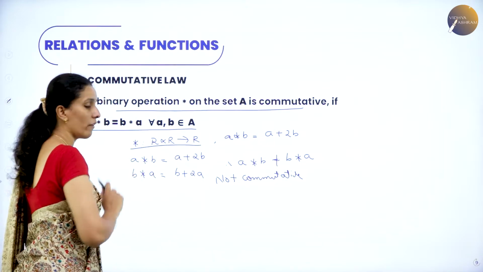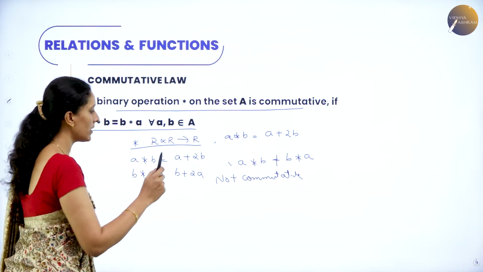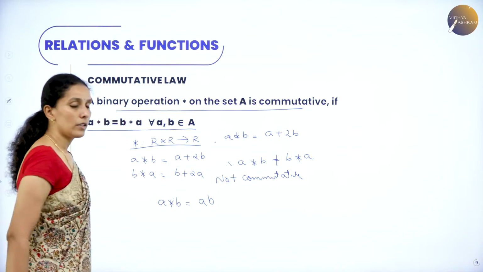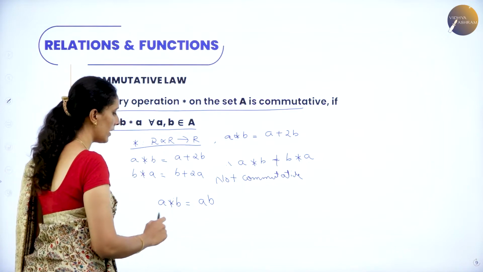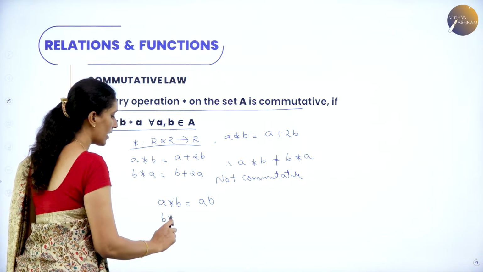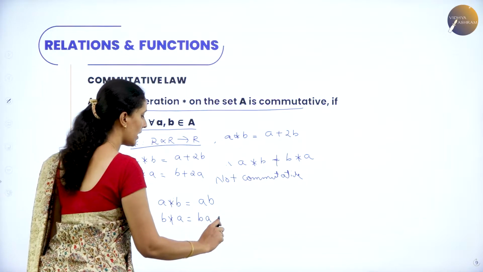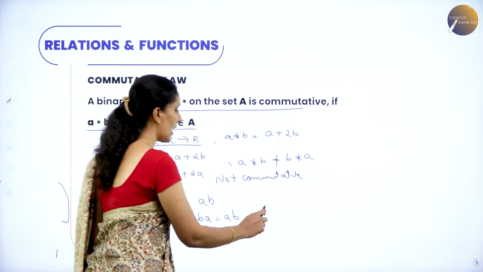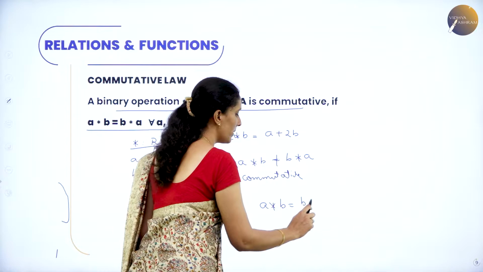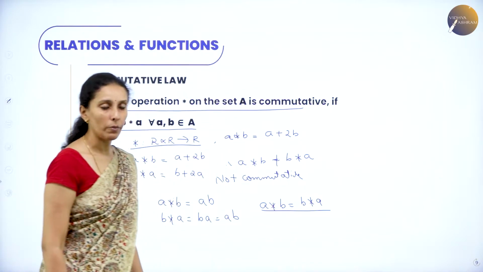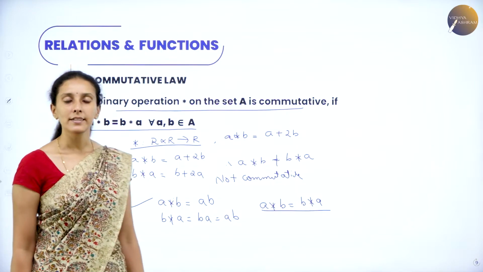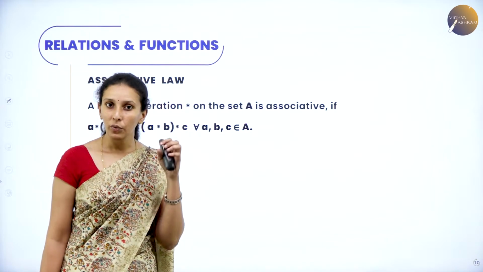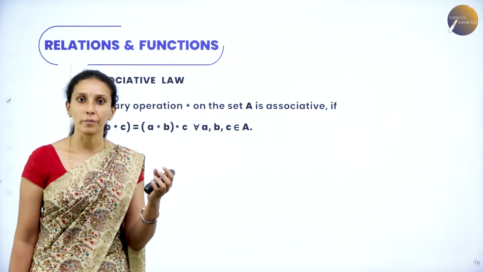Now let me take one more function from the same set of real numbers to real numbers in the form of a star b is equal to ab. So a star b is equal to ab means, see, take any two examples, b star a is nothing but ba, which is the same as ab only. So this is commutative. So whenever you have a star b is equal to b star a, then we say it is commutative. So this function is commutative here. We can also take a counter example by verifying with numerical values to show whether it is commutative or not.